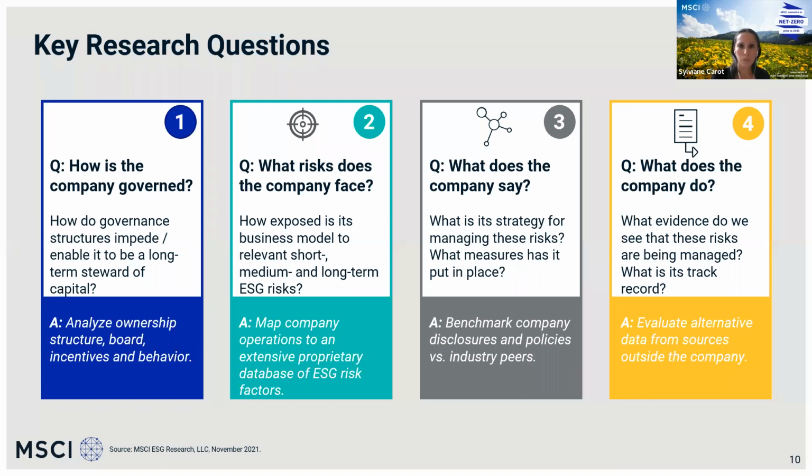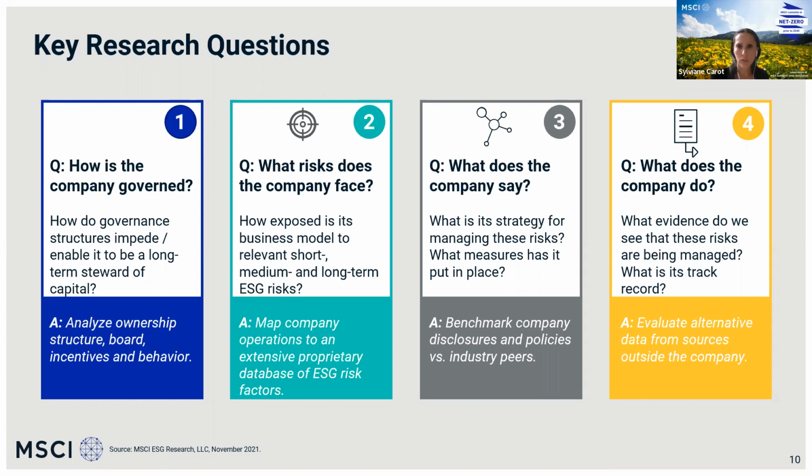Question number 2. What risks does the company face? How exposed is it in its business model to the relevant short, medium, and long-term ESG risks? So to answer this question, we will look at the most relevant key issues or key factors for the industry. For example, carbon emissions is a key issue that will be significant for the utilities, energy, and materials sectors, but it will not be a key issue for financials. Privacy and data security will be a key issue for consumer discretionary sectors, as well as financials, for example. And we will also use our proprietary database of ESG risk factors.